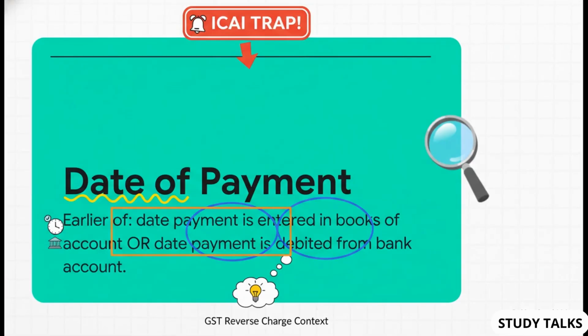Now let's zoom in on that date of payment because it has its own little mini rule. The date of payment isn't just one date. It's the earlier of 2 things. Either the date you record the payment in your books of account or the date the money actually leaves your bank. You can bet the ICAI will give you both dates in a question just to check if you know to pick the earlier one, so watch out for that.